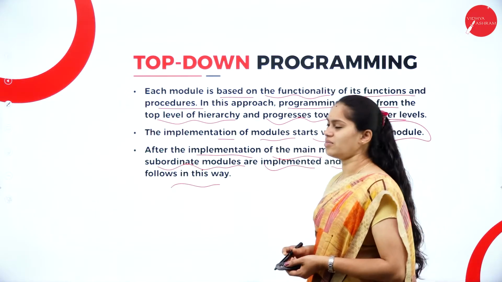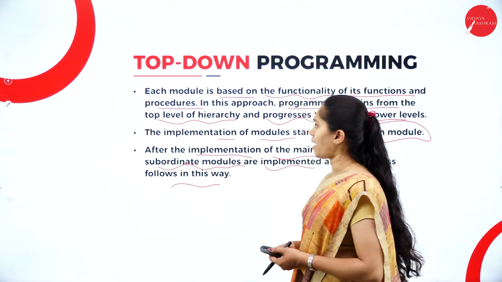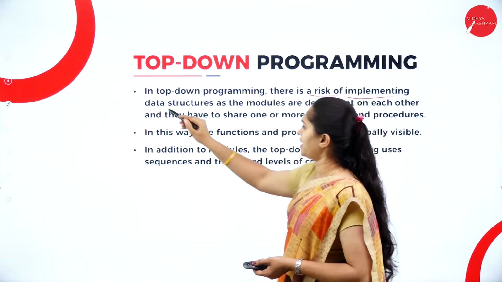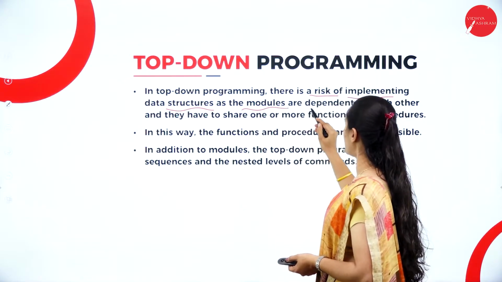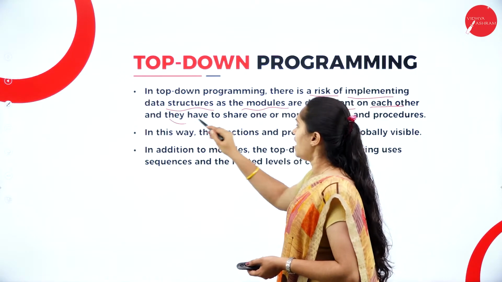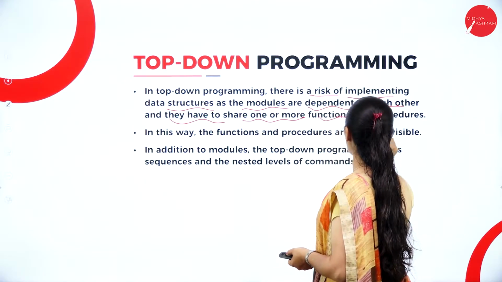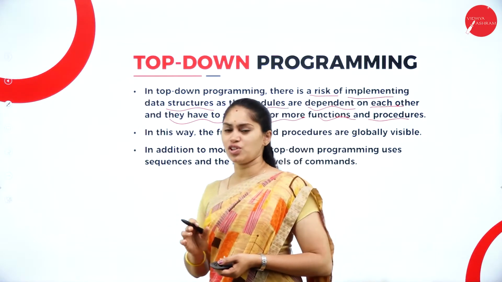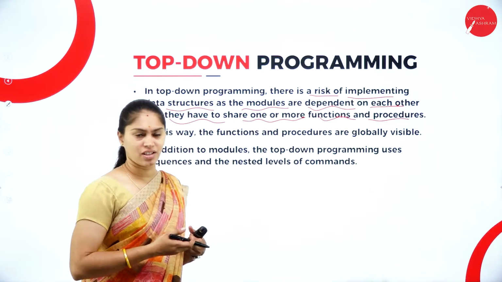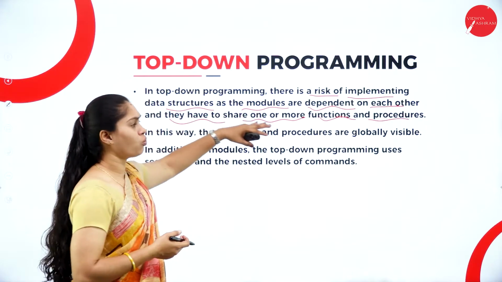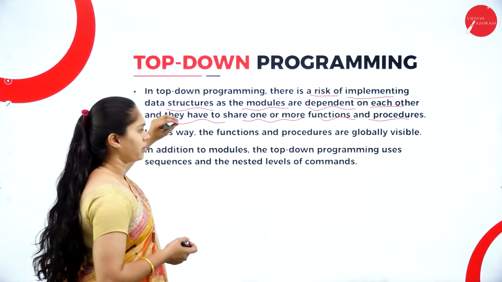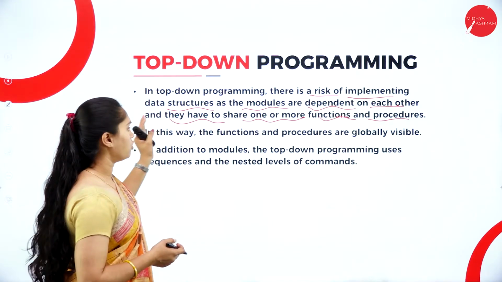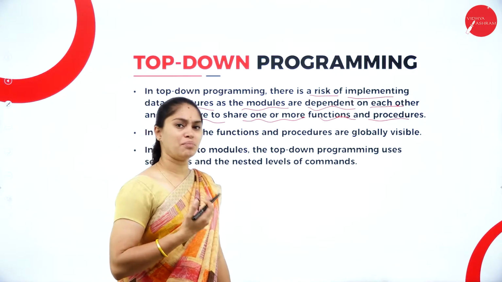So this is what we have learnt in top-down programming. Also, in top-down programming there is a risk in implementing a data structure, as the modules are dependent on each other and they have to share one or more functions and procedures. So function 1 and function 2 may be related to each other, or dependent on one another, so that it becomes complex or risky to implement, mainly because they share one or more functions and procedures.